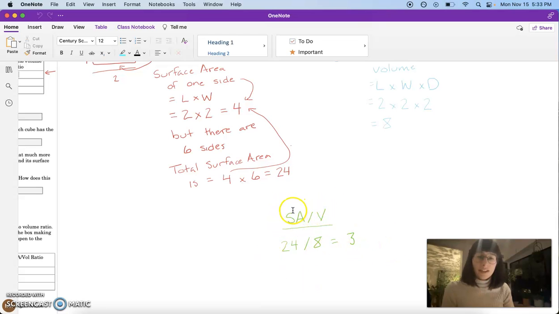But it's basically telling you when this ratio gets higher, there's more surface area to volume. So there's more surface area. When this ratio gets lower, there's less surface area to volume.